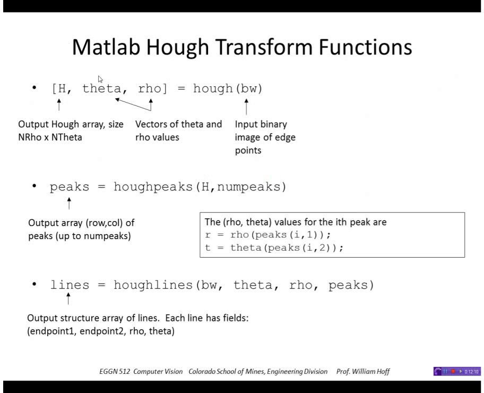So a couple useful MATLAB functions. There actually is a Hough transform function called hough. You pass in the input binary edge points and it returns the Hough array, using the code that I did earlier, and the vectors for theta and rho that I had earlier. Houghpeaks extracts peaks from the Hough space, and you specify how many peaks you want. It returns the highest peaks that it finds, up to numpeaks. And then houghlines will compute the lines corresponding to those peaks, in the form of endpoint 1, endpoint 2, so that you can go ahead and draw lines in the image.